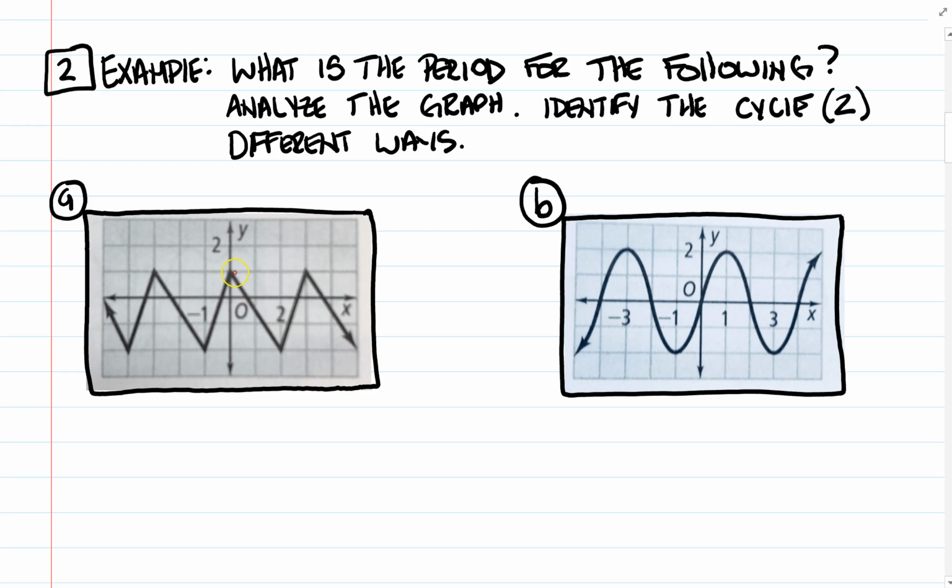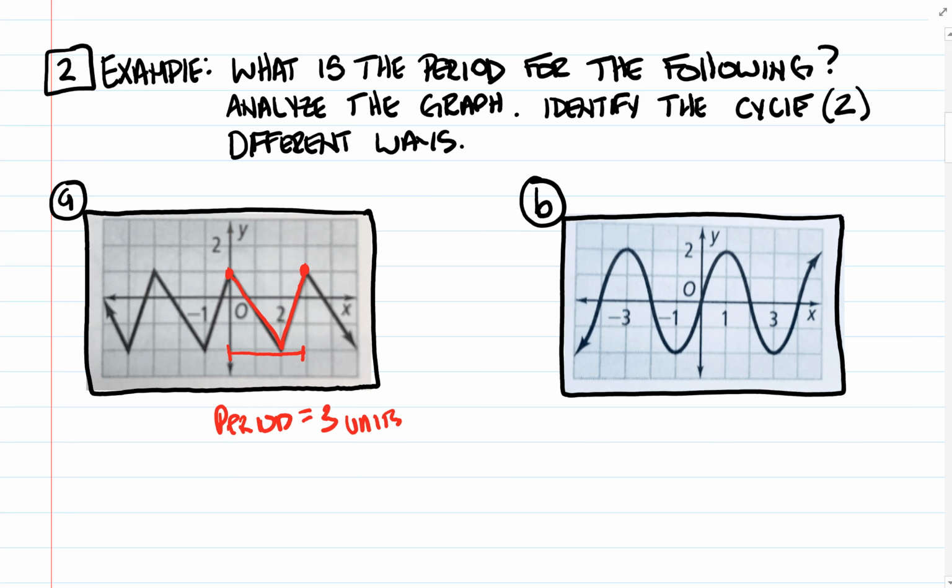So one cycle could be, if I start here, I go down and then I go back up and I get back to my starting point. Okay, so it's asking us for what that period is. Remember, the period is the distance along the x-axis. So if I go from here all the way to here, I go 1, 2, 3. So in this case, the period would be equal to 3 units.